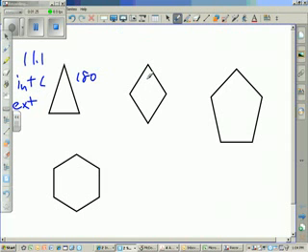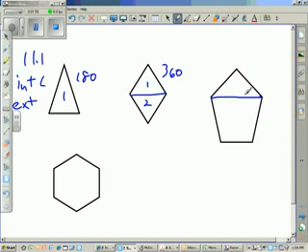Do you remember why the answer is what it is? So what's the answer and why? The answer is 360. Why? Because I can break a four-sided figure into two triangles. And how does this pattern keep going? A three-sided figure has one triangle, interior angle sum 180. A four-sided figure can be broken into two triangles, interior angle sum 360.